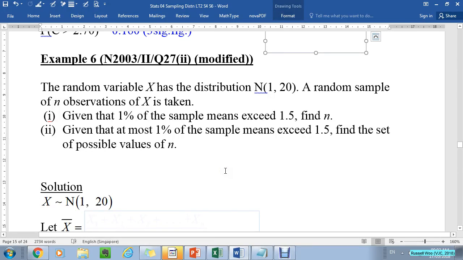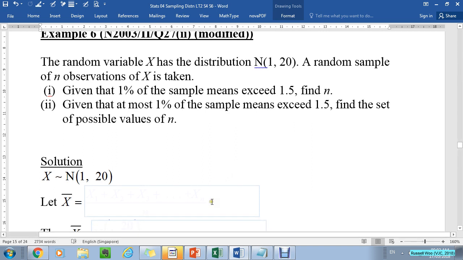Random variable X has a distribution, mean 1, variance 20. A random sample of n observations are taken. Given that 1% of the sample means exceed 1.5, wow, quite a mouthful. So, let's again be very clear what they want.